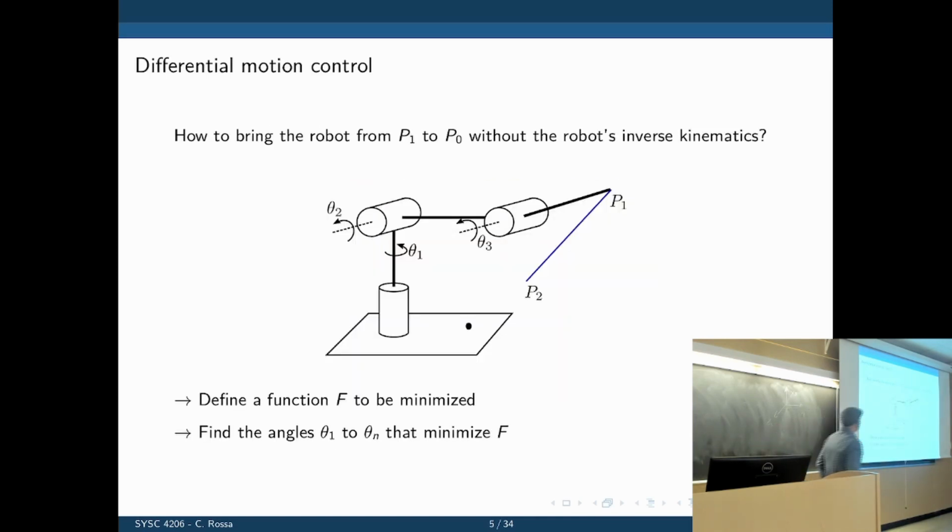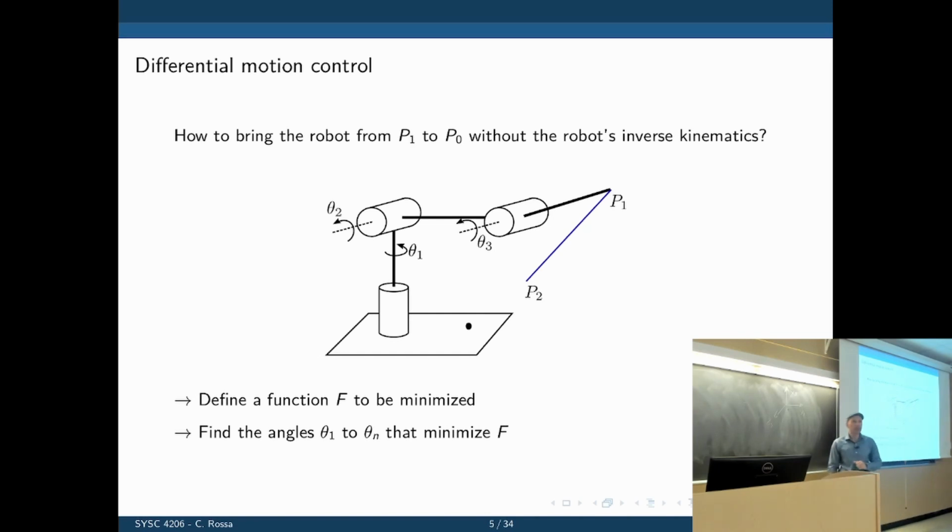So what are we doing? What question are we answering, in fact? If you want the robot to go from P1 to P2, how do we do that? We find the forward kinematics, then through the forward kinematics we calculate the inverse kinematics, and hopefully we'll find nice equations that will answer that question in a closed form. That's not always the case. What if we don't have the closed form inverse kinematics? How can we make the robot go from P1 to P2 without knowing the inverse kinematics of the robot?